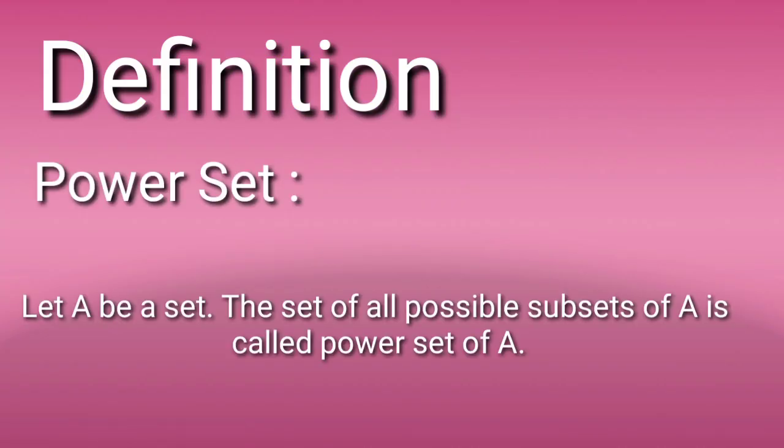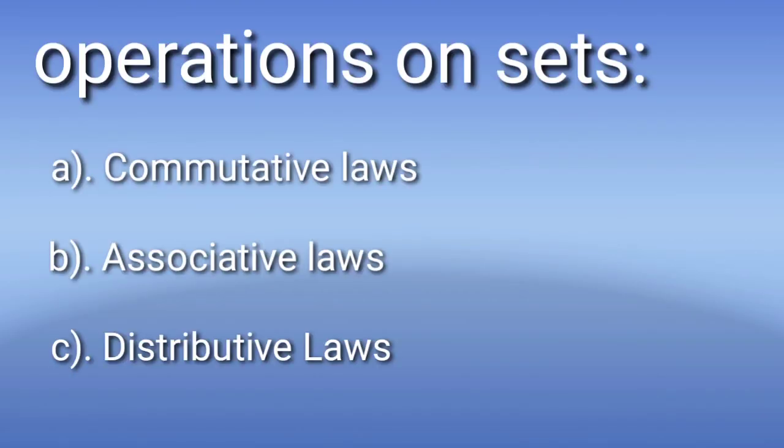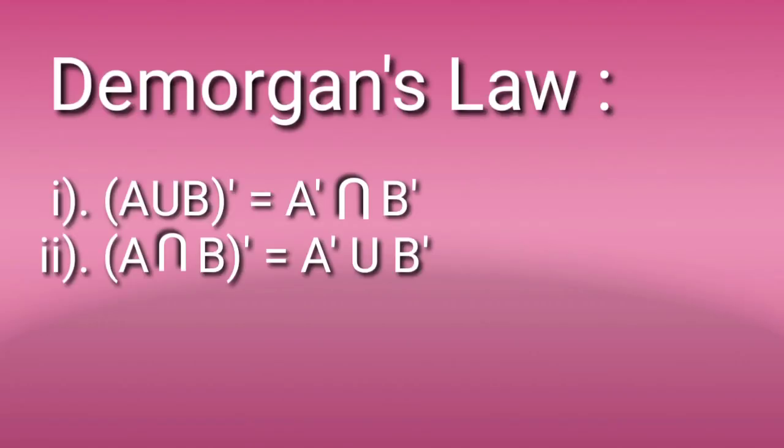Power set: basically, a power set is a set of all subsets, or we can define it as follows: let A be a set. The set of all possible subsets of A is called the power set of A. Operations on sets: basically, the laws are commutative laws, associative laws, and distributive laws. We also learn De Morgan's law in this unit. The statement is given in the following section.